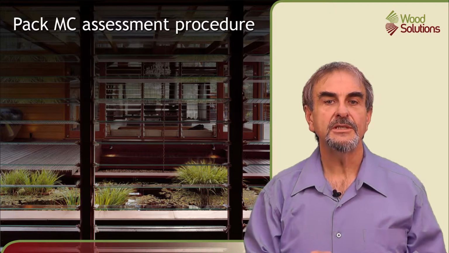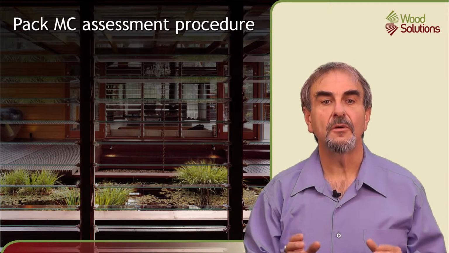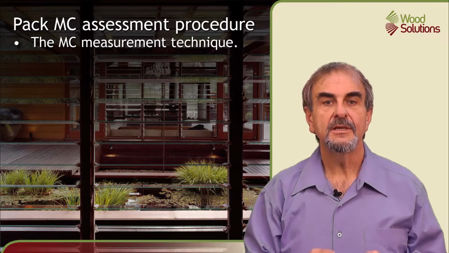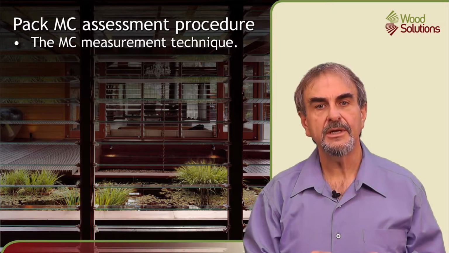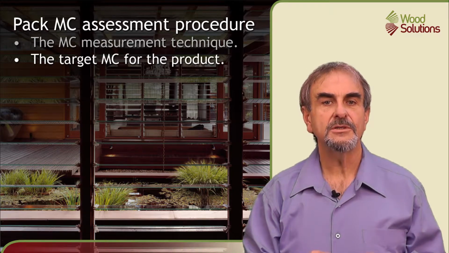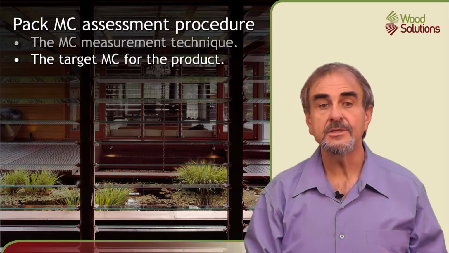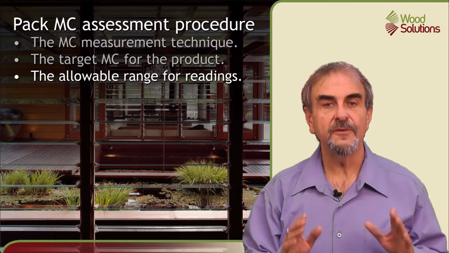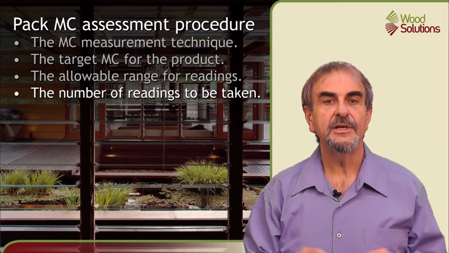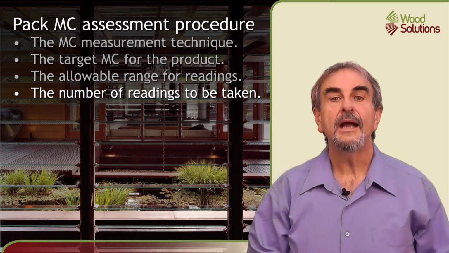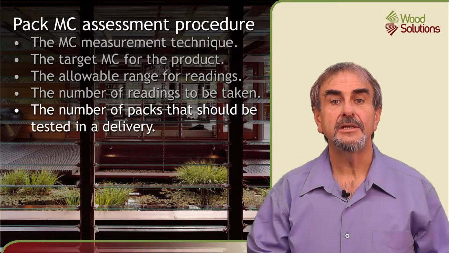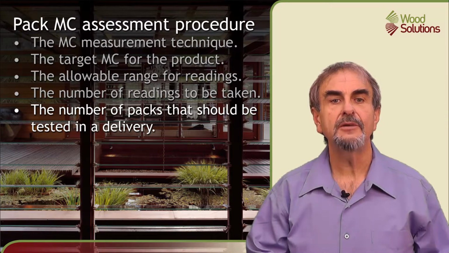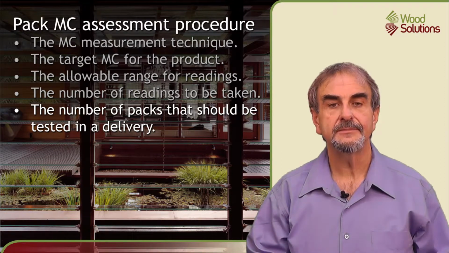The pack moisture content assessment procedure needs to define the moisture content measurement technique. This is usually a resistance moisture meter. It also defines the target moisture content for the product given its likely use, the allowable range for readings because readings will fluctuate, the number of readings in each tested pack, and the number of packs that should be tested in a delivery. Generally, the more valuable the material, the greater the number of readings that should be taken.